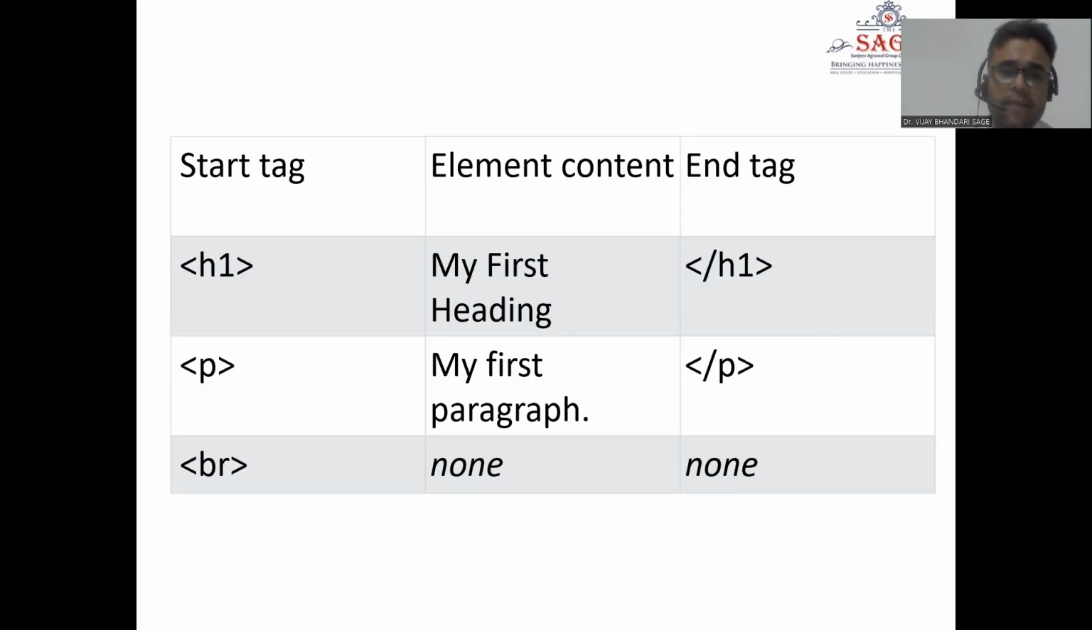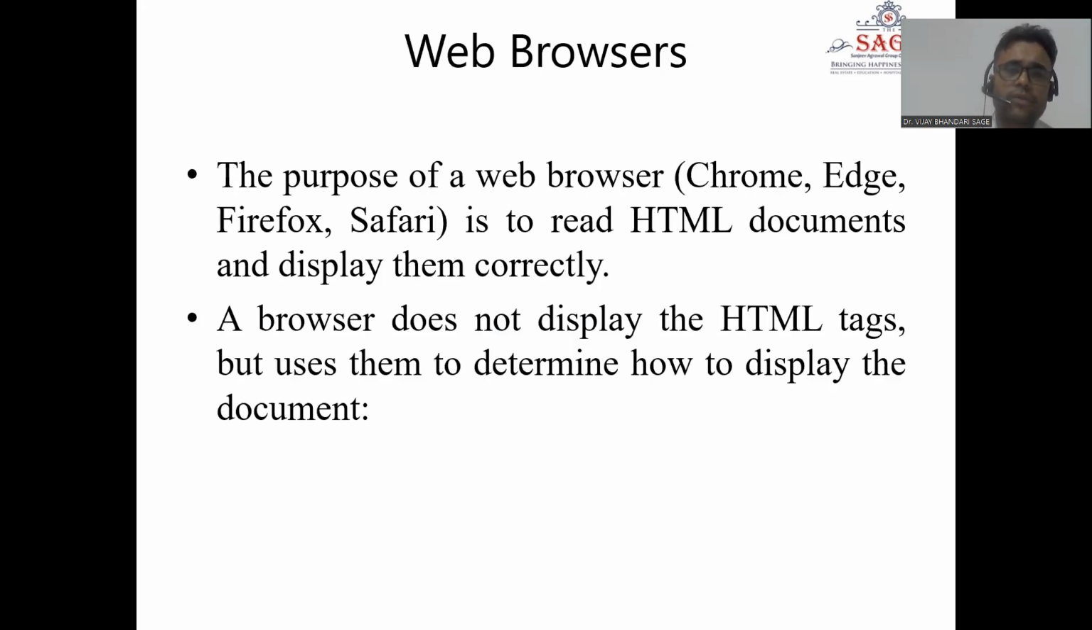Now a start tag, element content and end tag. So H1 is my first heading, with the H1 closing tag, as well as the paragraph like my first paragraph, it is enclosed by the P, and BR, it is nothing to say. Now the purpose of web browsers like Chrome, Edge, Firefox, Safari is to read HTML documents and display them correctly. A browser does not display the HTML text but uses it to determine how to display the documents. So you can see the elements and the web browser.